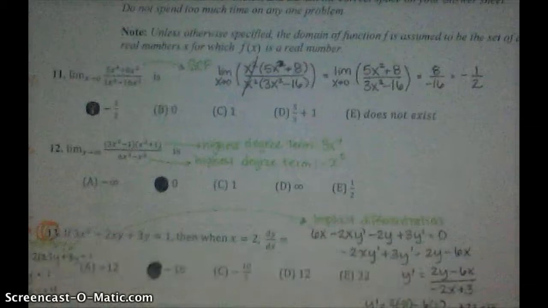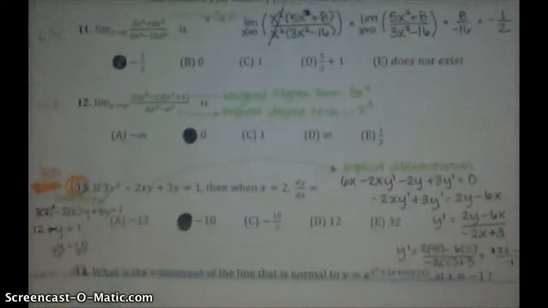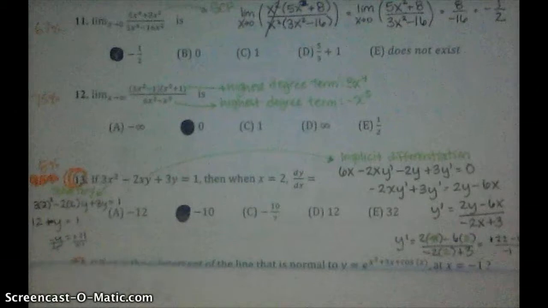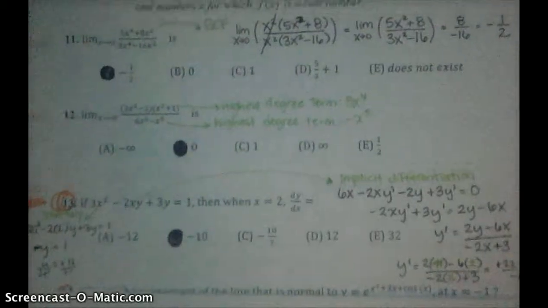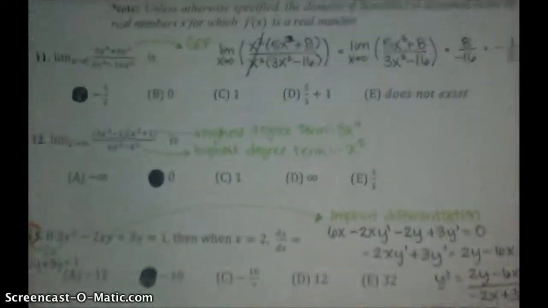Question 13 was an implicit differentiation question. And this was actually maybe the most missed question. In fact, we're going to spend a lot of time in class tomorrow. But for now, I expect you to at least understand this example. I'm going to try zooming in a little bit. It might get blurry, but I'll see what I can do to fix this.